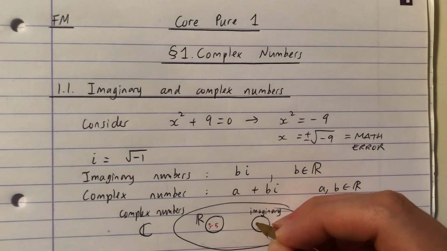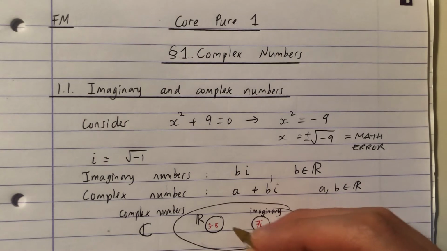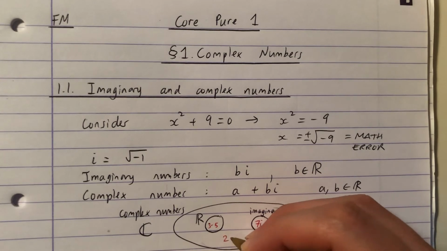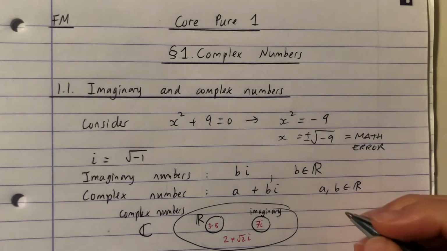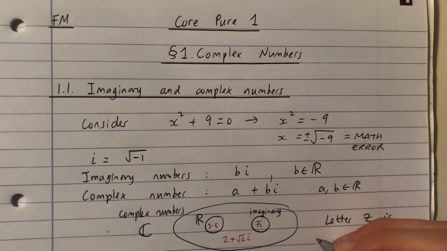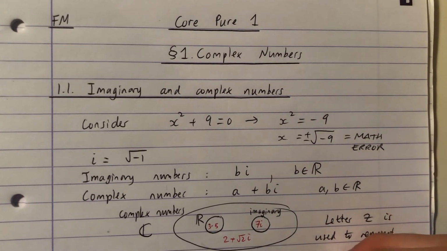The number 7i would be in there, and then stuff which is not in those circles but still in complex numbers would be something like 2 plus root 2i. That would be on the outside. Okay, and the letter that they tend to use for complex numbers now is the letter Z. So the letter Z is used to represent complex numbers.